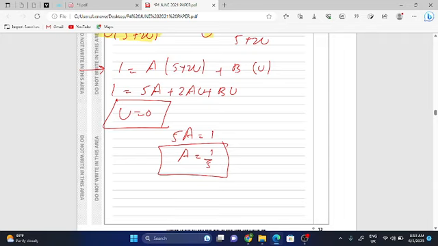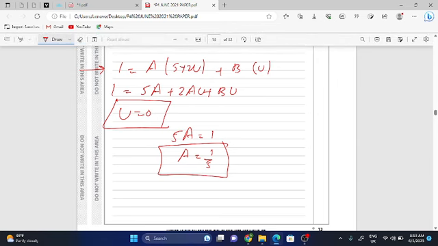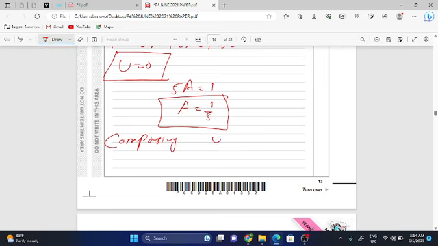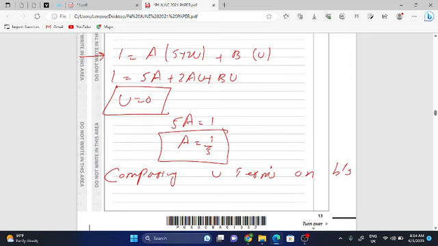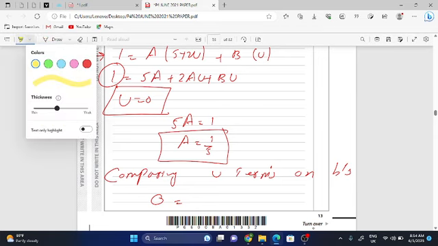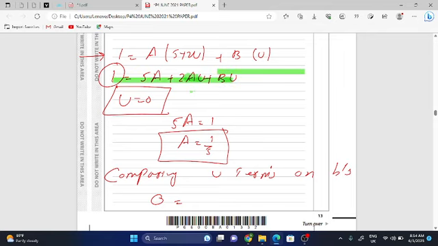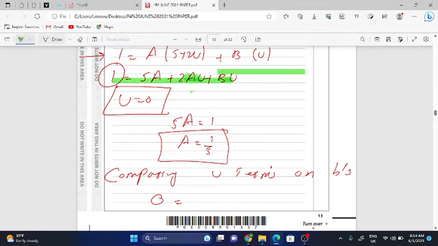So this is 2au and this is bu. When you compare the power, it means you compare the constants, comparing u terms on both sides. On the left hand side you can see that the u term is missing, so it would be 0. On the right hand side there are only two terms containing u. One of the terms is that one and the other term is that one.